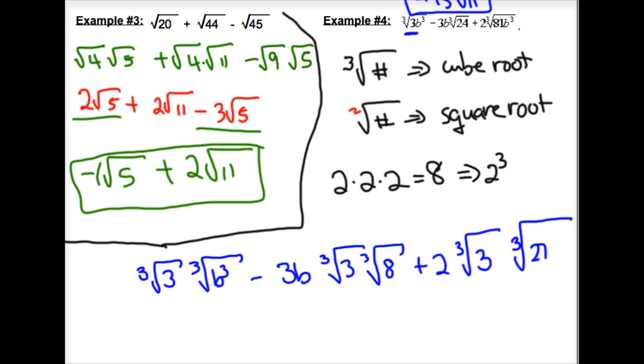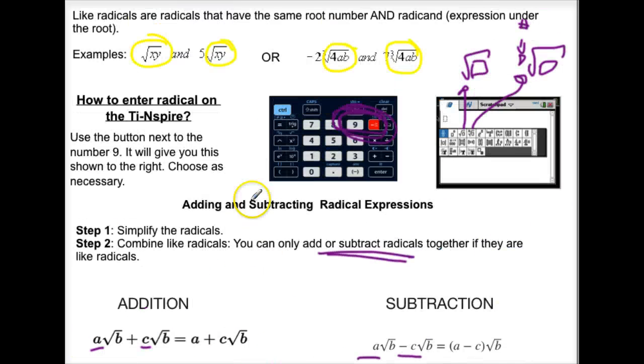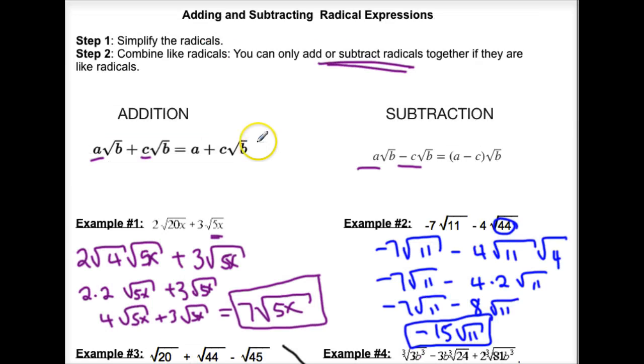Oops, that's a 27. That's a 7. And then I also have the cube root of b cubed. So again, what did I do? I noticed that I had to get a cube root of 3, so I want to make sure they all have the like terms. So how do you do this? On the calculator, remember we said you just go to the number next to 9 and you would choose the 4th option where you can enter the 3 in there.